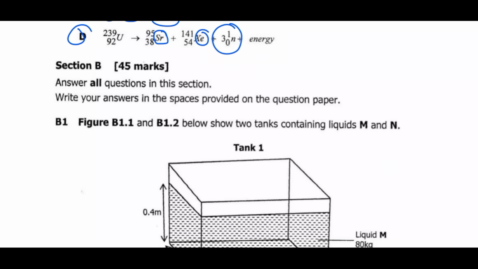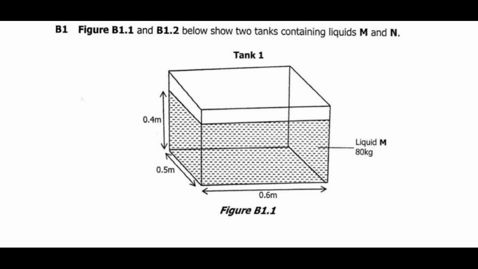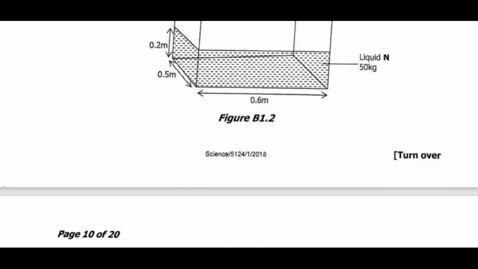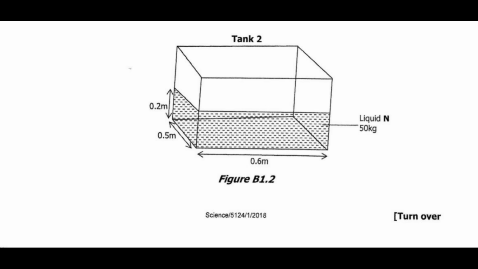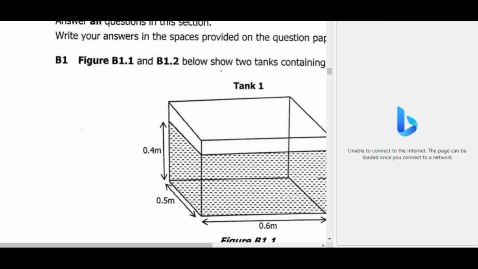Then we move on to section B. Answer all questions in this section. Write your answers in the spaces provided on the question paper. So we have figures B1.1 and B1.2 below showing two tanks containing liquids M and N. Now let's look at what is the volume of each liquid in cubic meters. So let's go back to our first diagram.